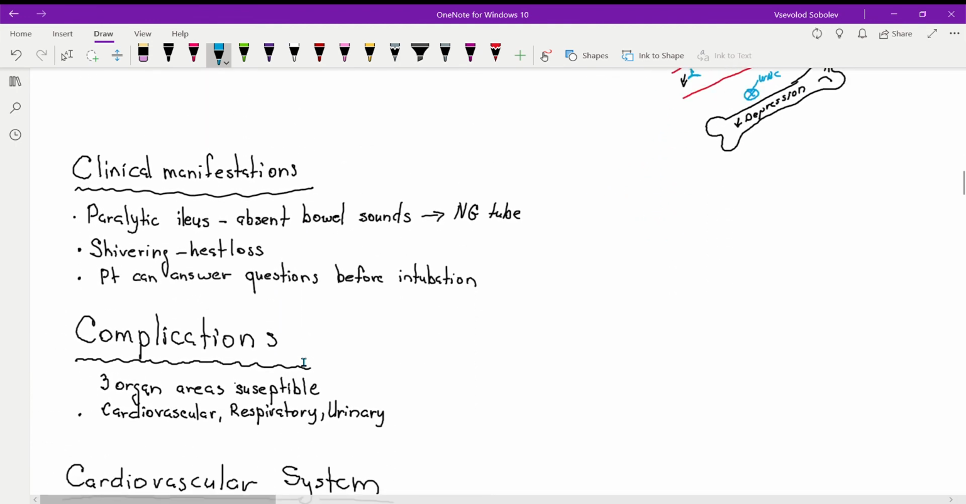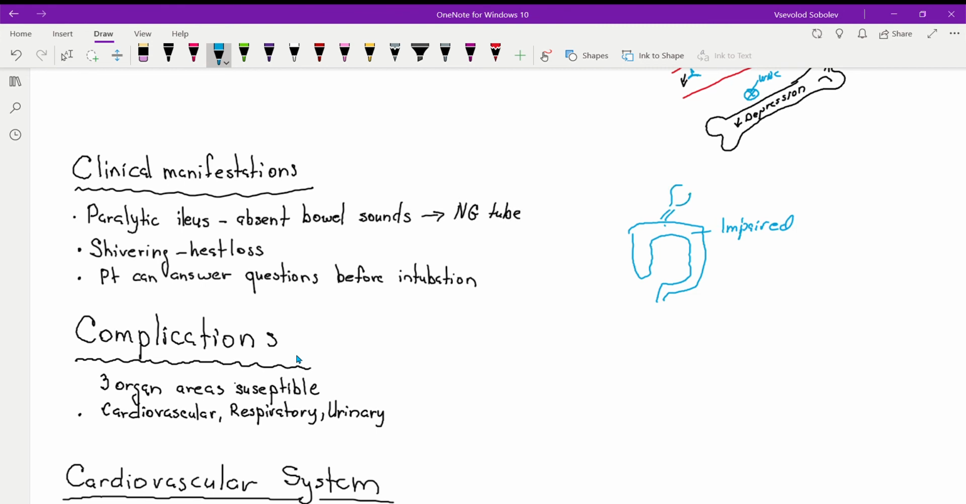So, clinical manifestations in the emergent phase: there can be paralytic ileus. The gut is impaired and everything will move backwards. It will go up and out. It will seek an exit. So in order to prevent that, we can place the nasogastric tube. And we'll put it right here, our nasogastric tube, and we'll suction from time to time.